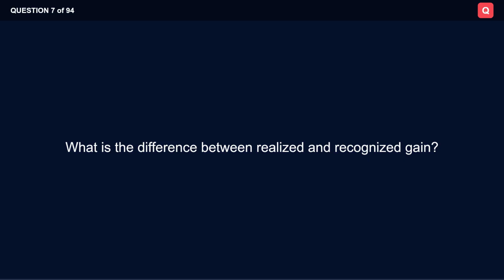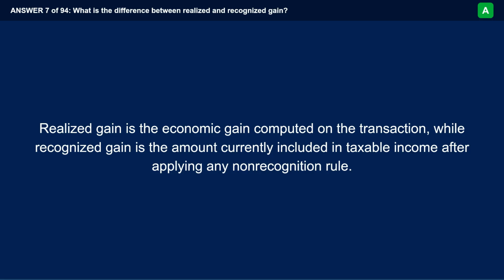What is the difference between realized and recognized gain? Realized gain is the economic gain computed on the transaction, while recognized gain is the amount currently included in taxable income after applying any non-recognition rule.